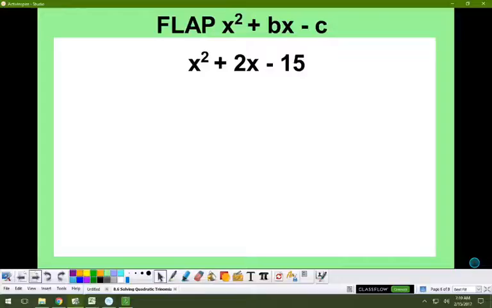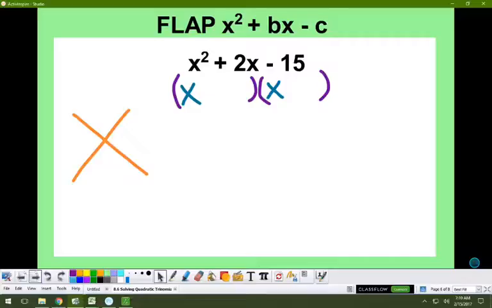Okay, the next flap says x squared plus bx minus c. And so inside has x squared plus 2x minus 15. So we're going to start the same way again. We're going to set up our two sets of parentheses. Again, we always look to see what two things multiply to get x squared. It's going to be x and x. I'm going to go over to the side and draw my x.